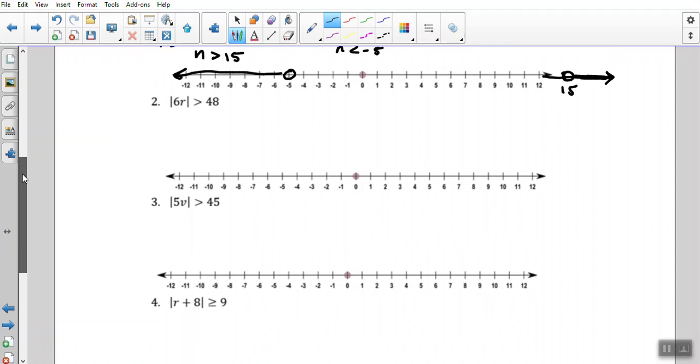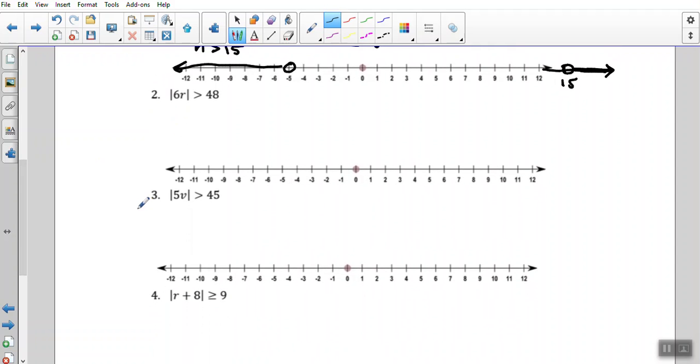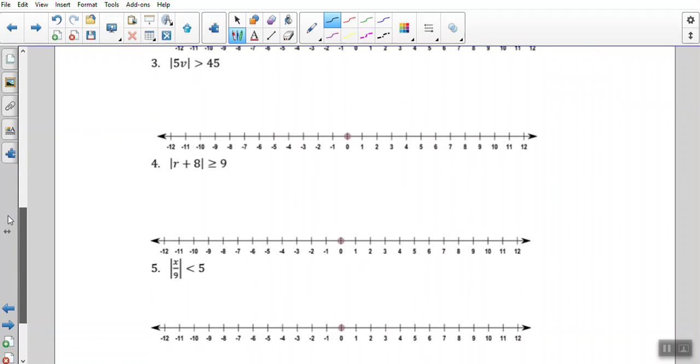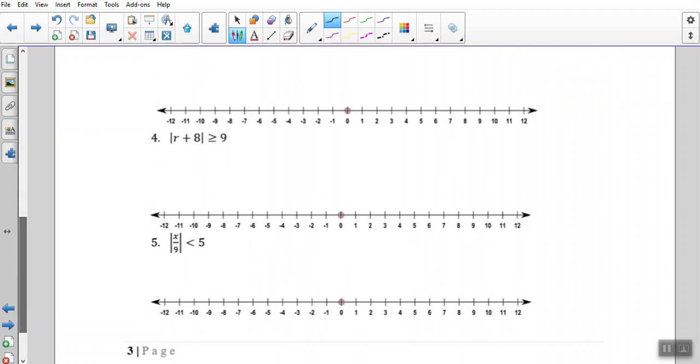Okay, so let's just keep going with these. I'm not going to do all of them. Let me do problem number 4 and 5. If you notice, 4 is an OR problem, so we can expect the graph to go in opposite directions. This is an AND problem because it's less than. We can expect the graph to be graphed in the middle.